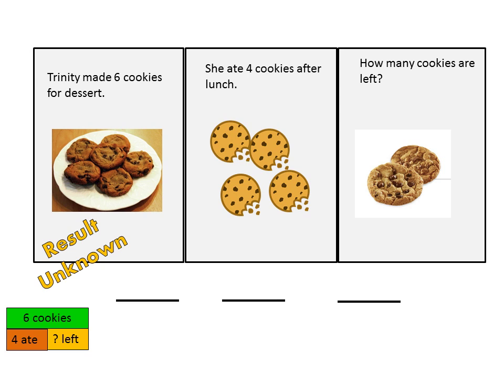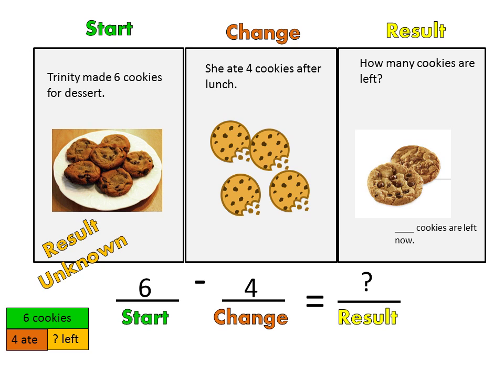Let's go with result unknown. Easiest one. Why is it the easiest? Because the story problem that is occurring is the exact same that's going to help me solve for the unknown. This is called result unknown. Trinity made some cookies for dessert. She ate 4 cookies after lunch. We know the start, we know the change, but how many cookies are left? Our result is unknown. Blank cookies are left now. So our equation is 6 minus 4 equals unknown. That's the same equation we would solve.